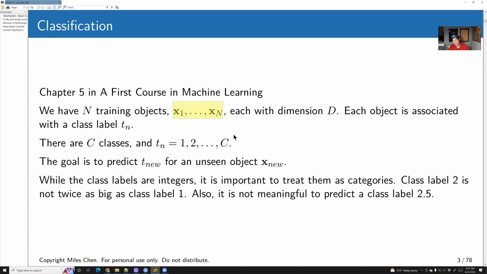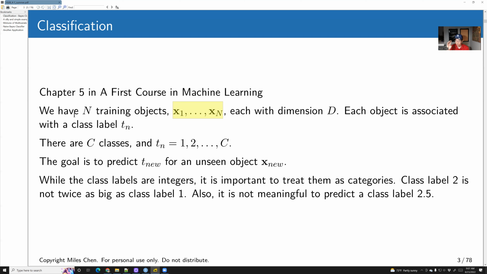And so the structure of our data is we have training data X, okay? We have N observations, and that's what it means when we say we have N training objects. Each observation in our data perhaps has several pieces of information. Each has dimension D. So again, if we're thinking about the iris data set, you have 4 variables. You have petal length and petal width and sepal length and sepal width, okay?